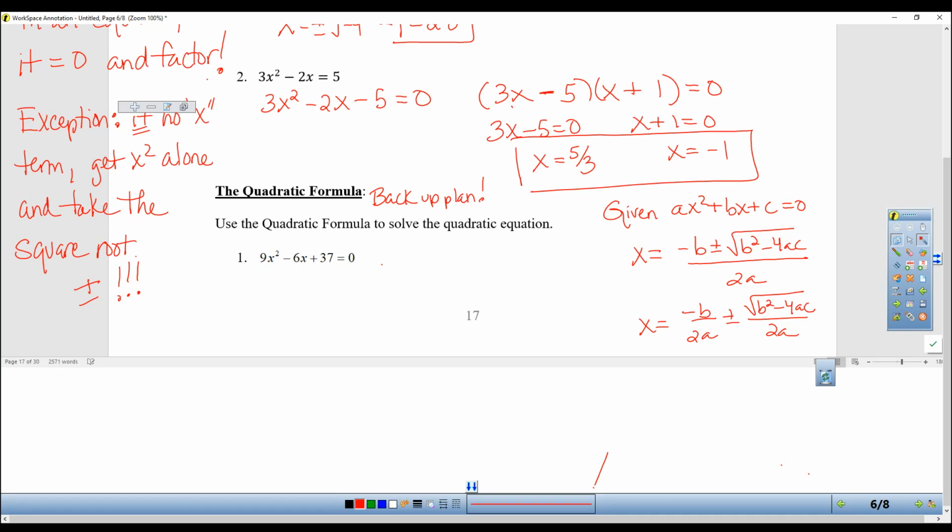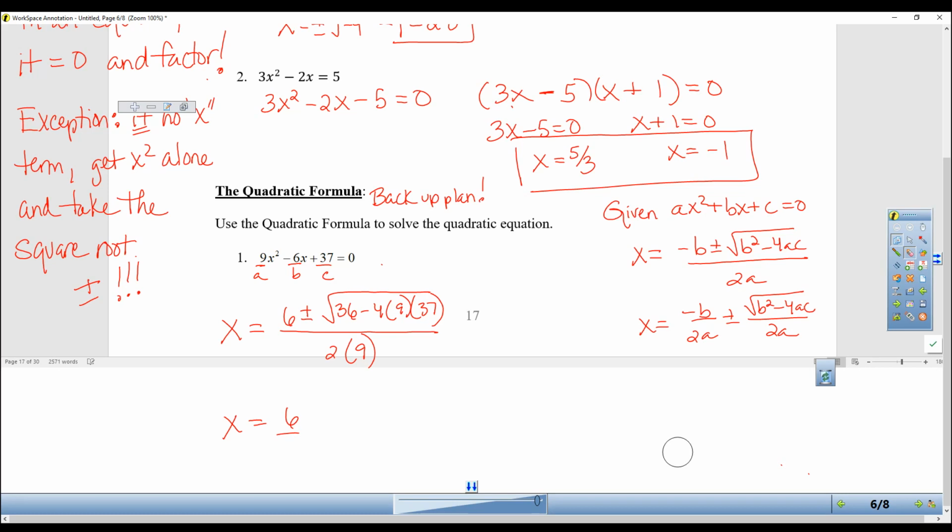So this one, I'll just tell you, is not factorable. So this is my a, this is my b, and this is my c. This only works if it's equal to 0. X is equal to the opposite of b plus or minus the square root of b squared minus 4ac all over 2 times a. So I do see that there's going to be some simplifying. So right away, I think to myself, I'm going to write this as two separate fractions. And that way I don't have to worry about making a mistake.